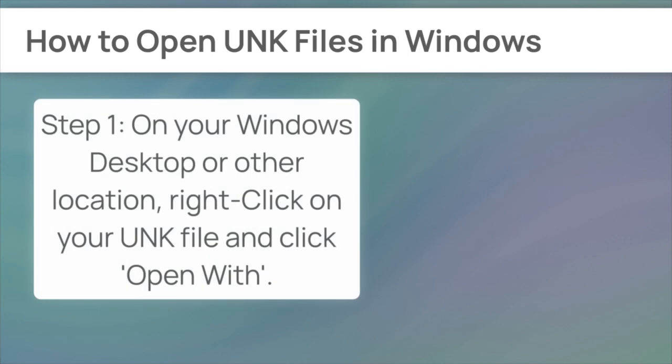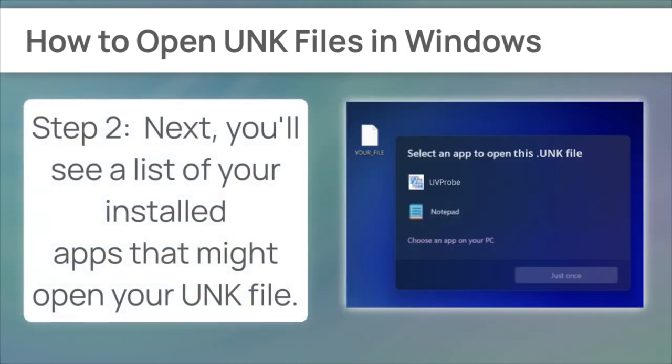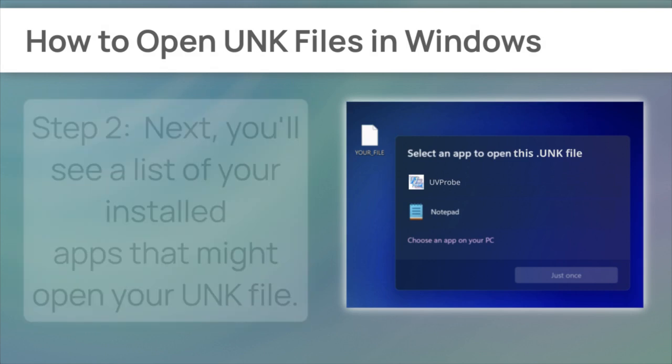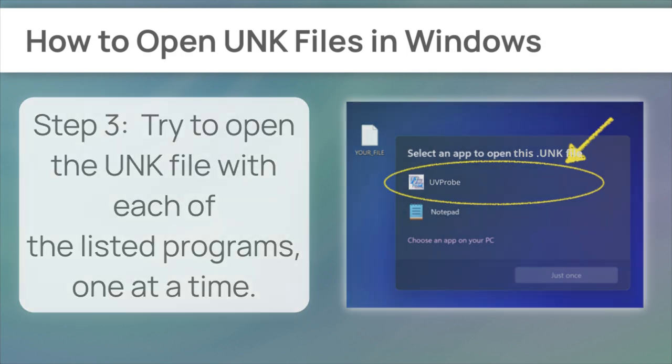The first action is to find a successful opener. Right-click the UNK file and click Open With. Test UVProbe if present. If it is unavailable, select another program. We need to check every option in the list.